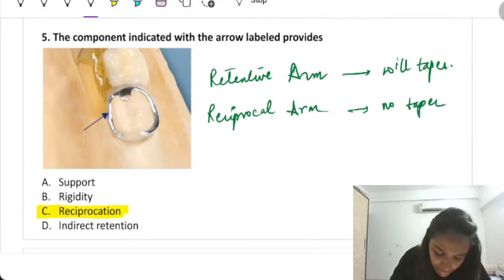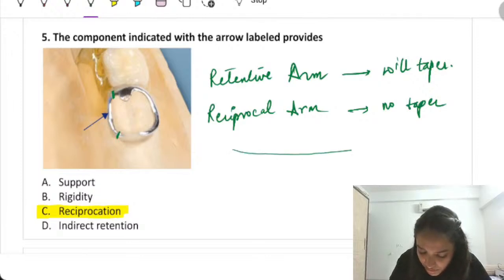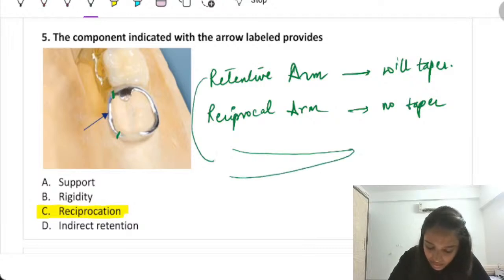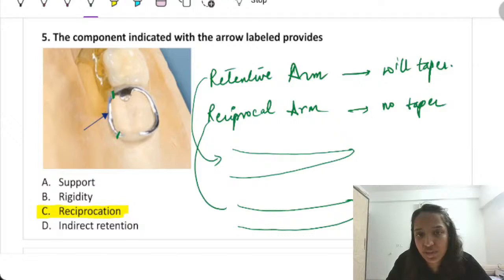It will be from the point of origin to the point where the terminus is, the thickness will be the same. So if it is a retentive arm, it will taper like this, right? And a reciprocal arm will stay of the same dimensions like this, right? So supposedly, if this particular four options had retention in it, then you have to look into the image very closely and see which arm it is and identify by this concept of taper. So I hope that point is clear for all of you, students.